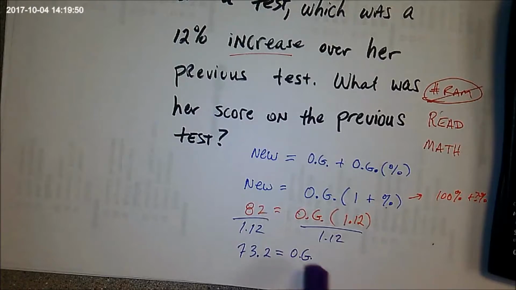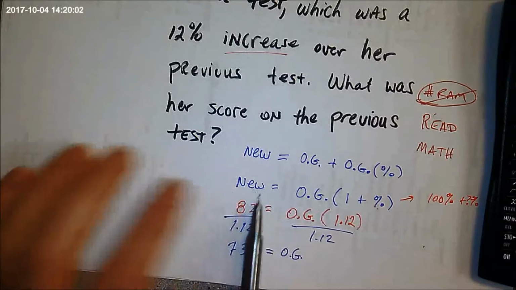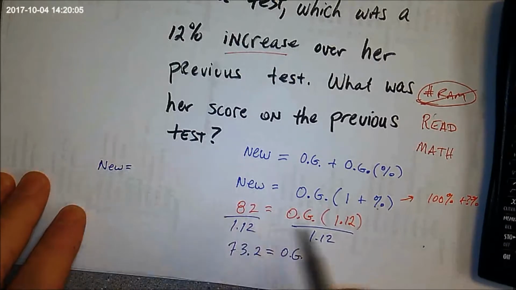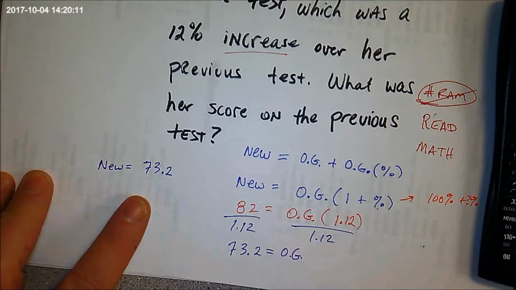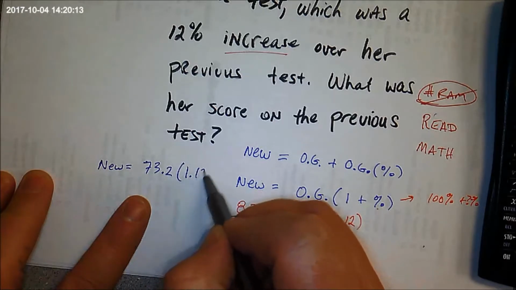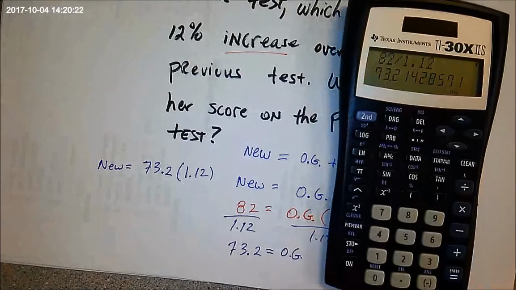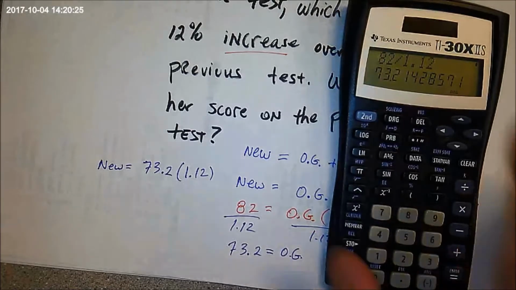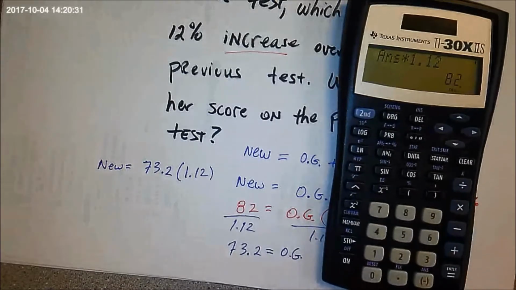How can we make sure this is right, Mario? So here's what we can do. This is the relationship we're going to use. Now we're going to pretend like we don't know the new score. Her new score would be the old score, 73.2, times 1.12. And we're going to see if that equals 82. So that's my answer, times 1.12, equals, holy moly guacamole, 82.